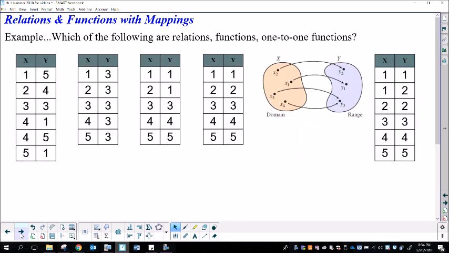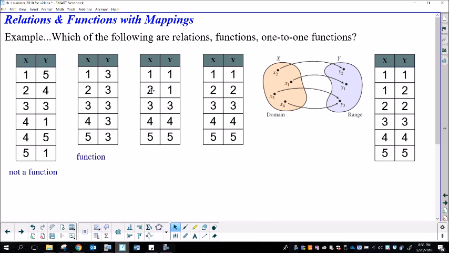Moving on and looking at some additional examples here. This first table, 1, 2, 3, we see repetition in the x coordinates. Therefore, this is not a function. Looking at the next table, 1, 2, 3, 4, 5, no repetition in the x coordinates, so it is a function. All of our y values are 3, so obviously repetition in the y values, so it is not a one-to-one function. So function, but not one-to-one.